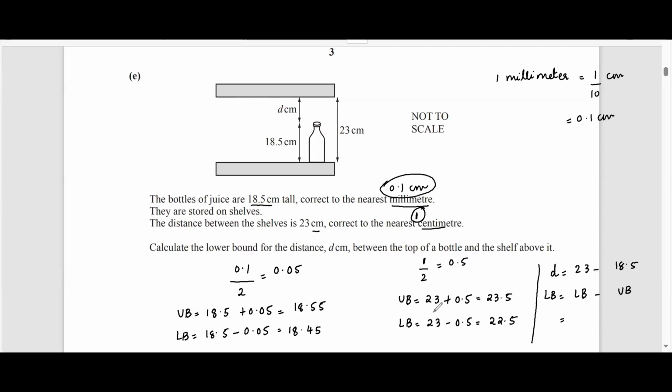Lower bound of 23 was 22.5 minus upper bound of 18.5. Upper bound of 18.5 is 18.55. Subtract them both. 22.5 minus 18.55 will give us 3.95, and it's all in centimeters, so 3.95 centimeter will be the lower bound.